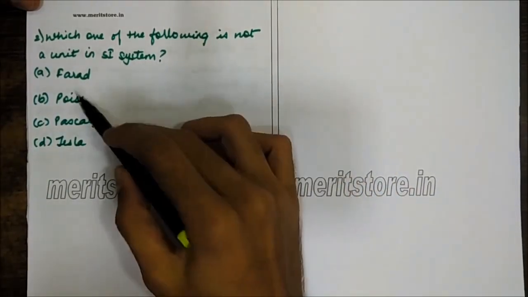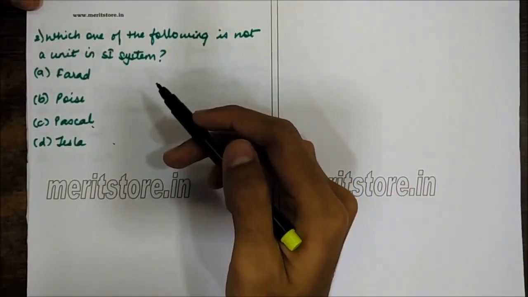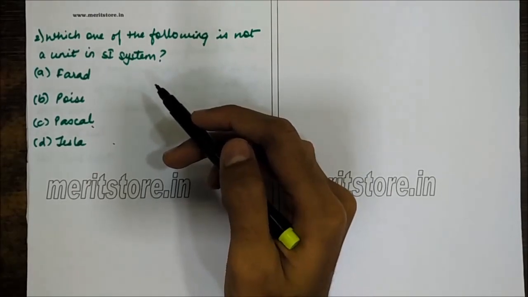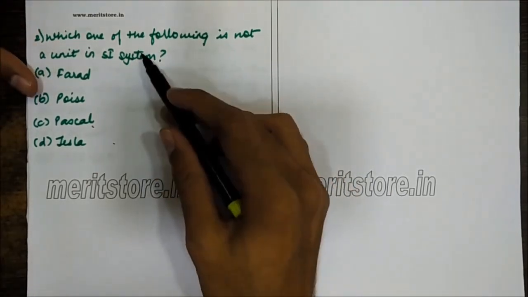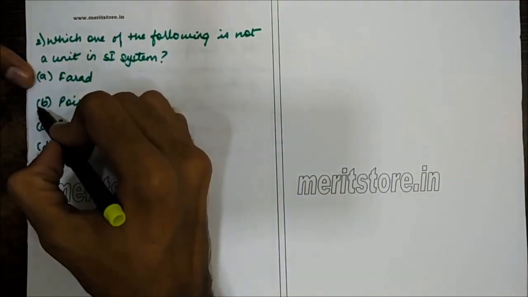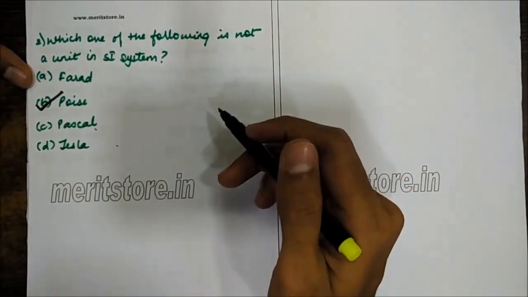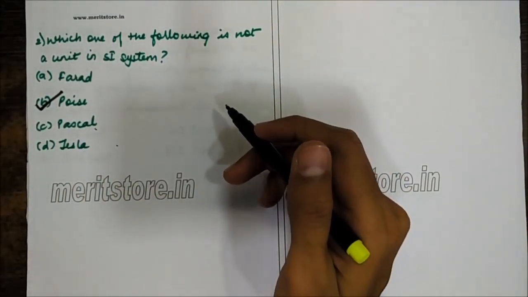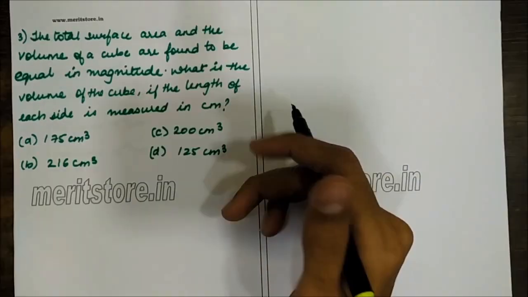Then again we have Poise. Poise is in the CGS system. It does not come in the SI system. Hence Poise does not belong to the International System. So Poise is the correct option.